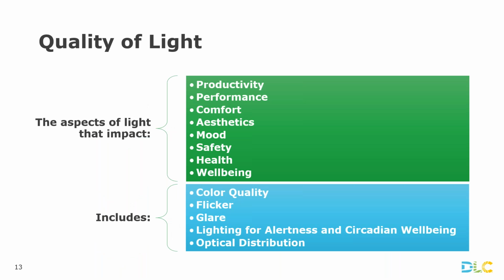Why this emphasis on quality of light and controllability? Let's first start by defining what we're talking about. When we say quality of light, we are referring to the aspects of light that impact productivity, performance, comfort, aesthetics, mood, safety, health, and well-being. When you look at this list, these are really important things. Things like productivity, performance, comfort, health. They are important things for our customers, for businesses, and for people.